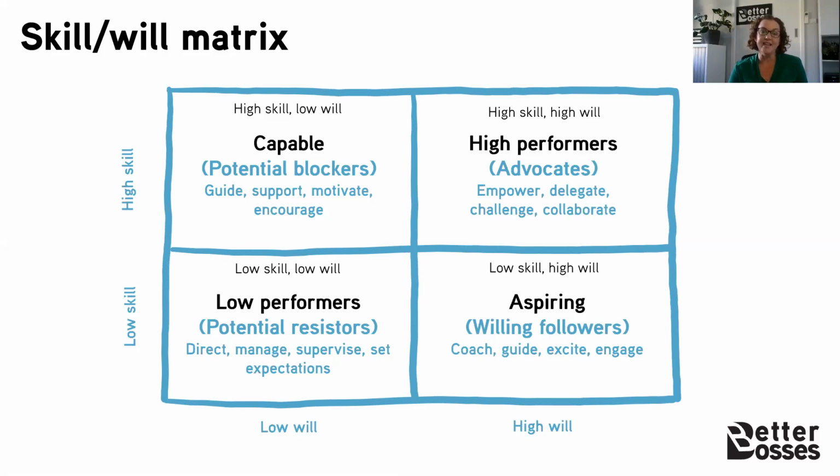So what they need is your guidance and your support, and motivating them and encouraging them to participate and be part of the vision that you and your team are trying to achieve can actually move them into that high performance quadrant. So what you're really trying to do is work with each of your team members to adjust your style to bring out the best in them by understanding where they sit within this matrix.